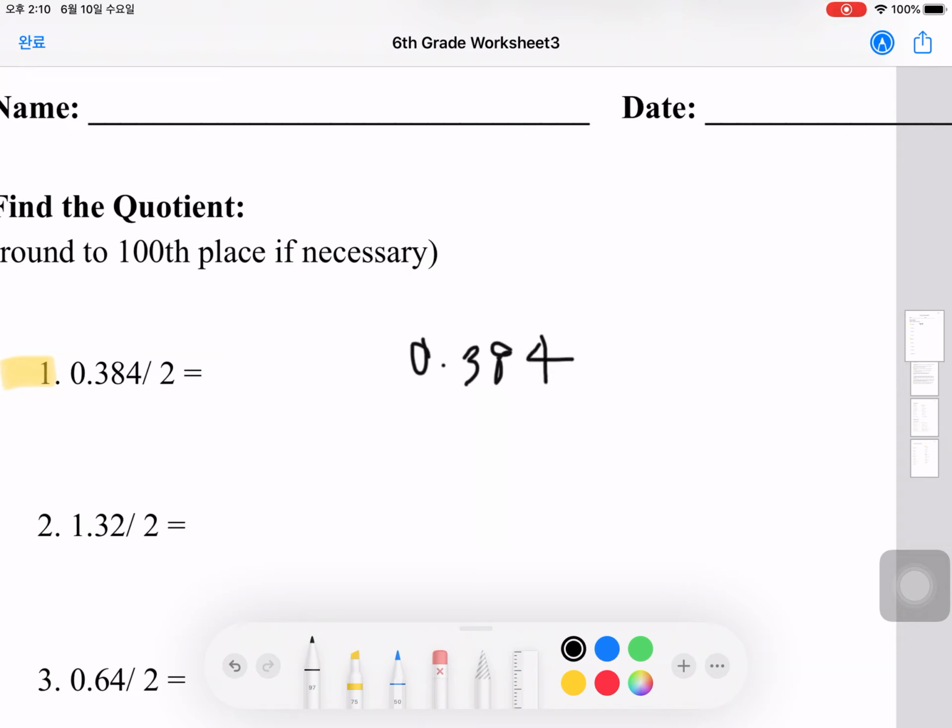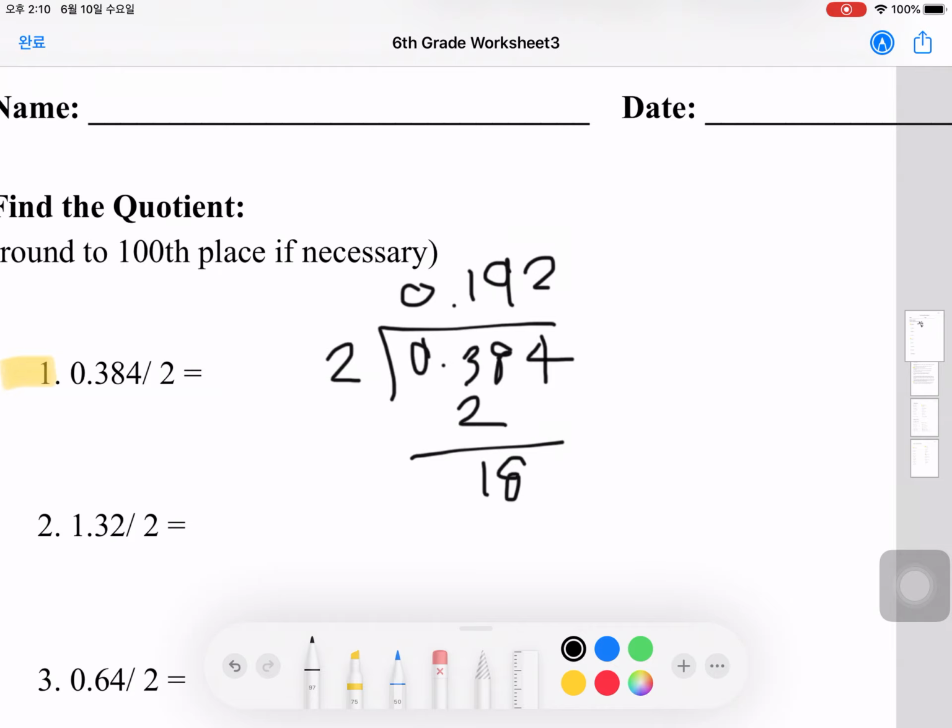0.384 divided by 2. The 0 point, and then 2 goes into 3 once. So 2, 3 minus 2, 1, bring down the 8, 18. 2 goes into 18 9 times exactly, so 2 goes into 4 twice. This is your final answer.